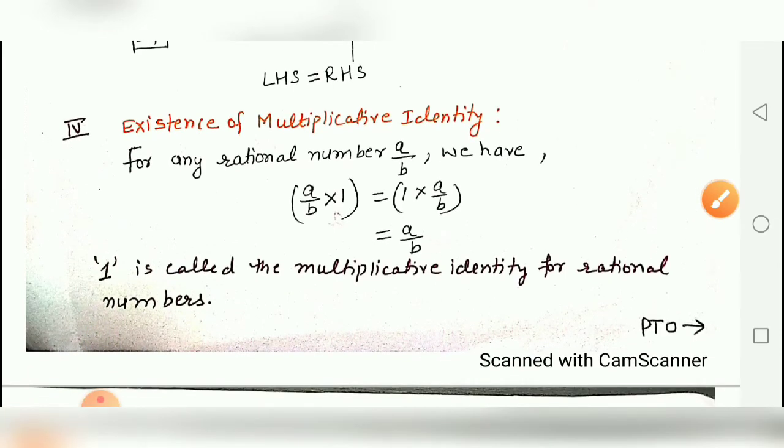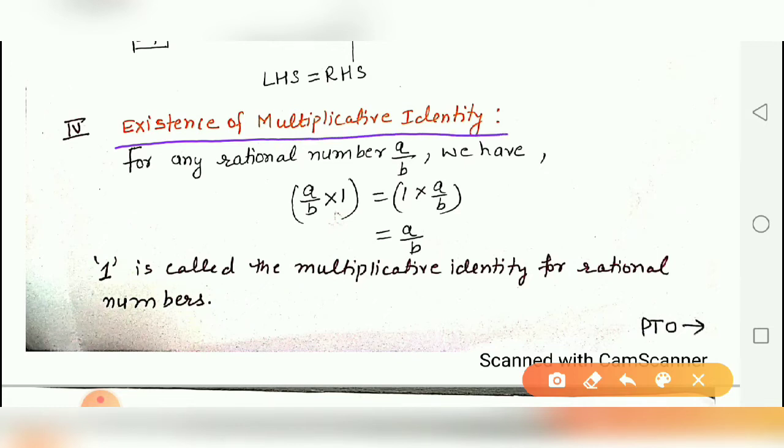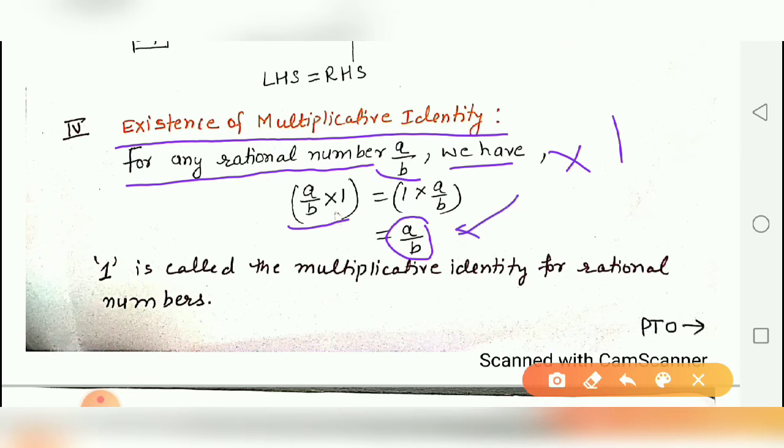Now our next property is existence of multiplicative identity. It says that for any rational number a upon b, we have a upon b into 1 is equal to 1 into a upon b and is equal to a upon b. Means if any rational number is multiplied by 1, we will get the same rational number as the answer, and 1 is called the multiplicative identity of a rational number.